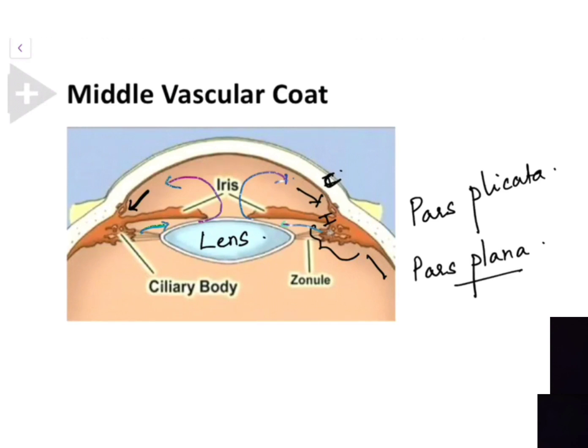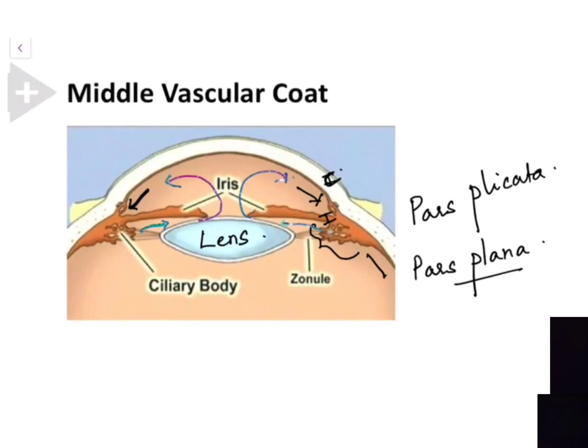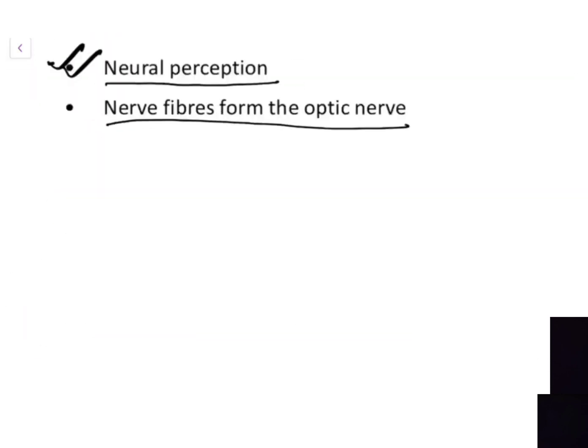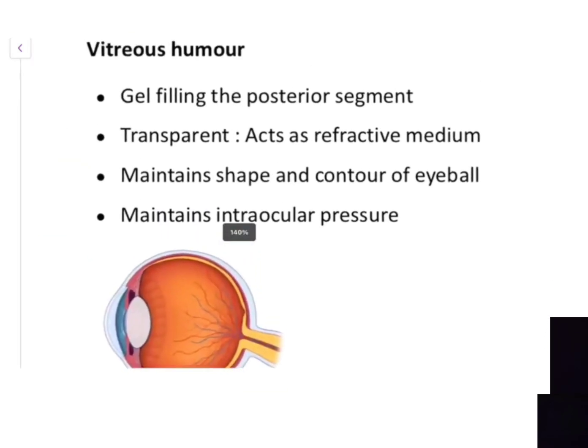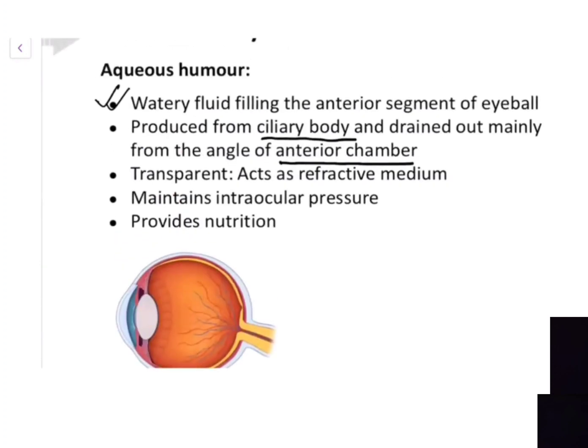Okay, so this aqueous humor is produced from the ciliary body and it drains out through the angle of the anterior chamber. Now what do you think will be its function? Common sense says that if the cornea and the lens are helping in refraction and the light has to pass from the cornea to the lens, the aqueous humor which lies in between also has to be transparent. So this aqueous humor is also transparent and it acts as a refractive medium.